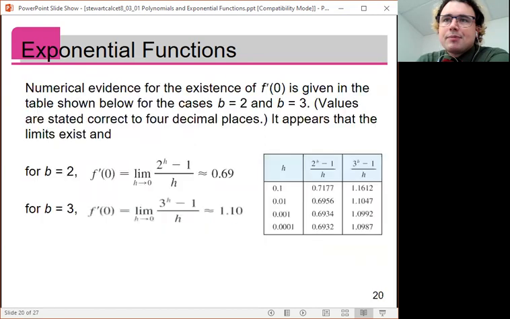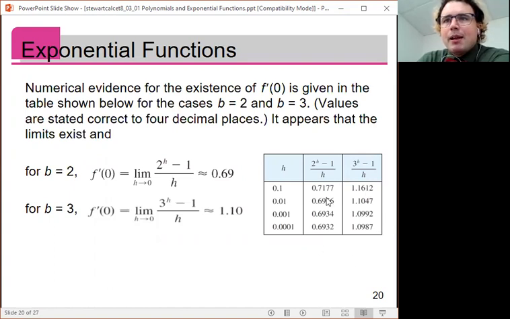So, suppose someone did sit down to try to calculate this limit. Let's try it for both the numbers, the bases b equals 2 and b equals 3. Here in this table, whoever this person is has calculated out values for the variable h. H is going to 0, so 0.1, 0.01, 0.001, and so on. And here are the corresponding values of that difference quotient. 2 to the power h minus 1 on h, and respectively 3 to the power h minus 1 all on h.